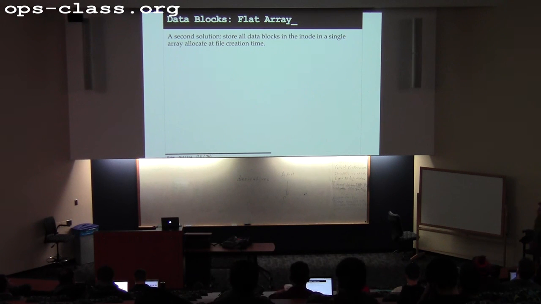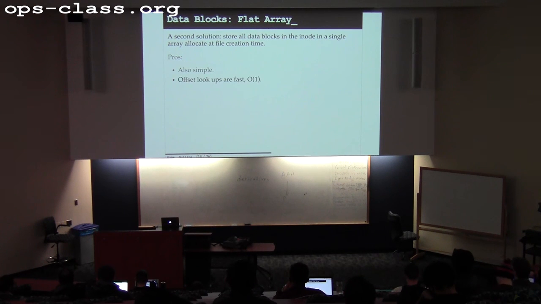Okay, so here's something else I can do. I can store all the data blocks in one flat array and just index the array. When I create the file, I create this array of data blocks, and then I use the offset as an index. So what's nice about this compared with the other one? Yeah? O(1) lookups, we like that. What's terrible about this? This will also make you super sad. Yeah? I need contiguous file blocks, which is sad.